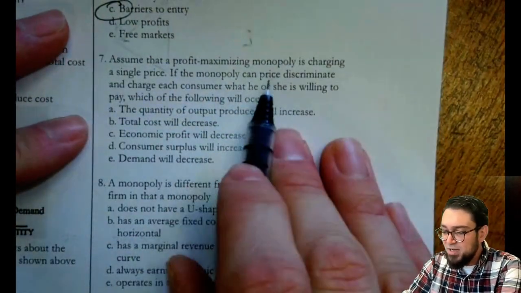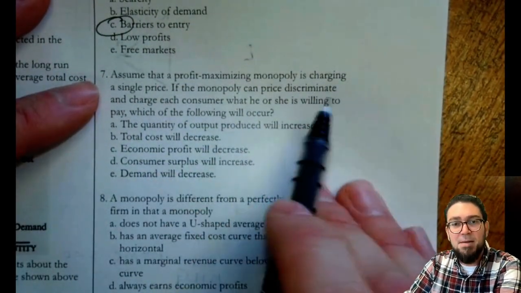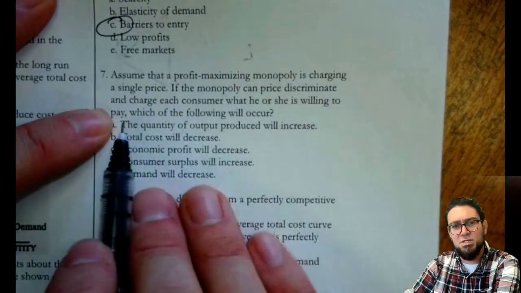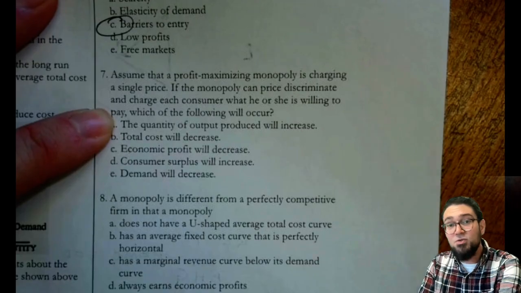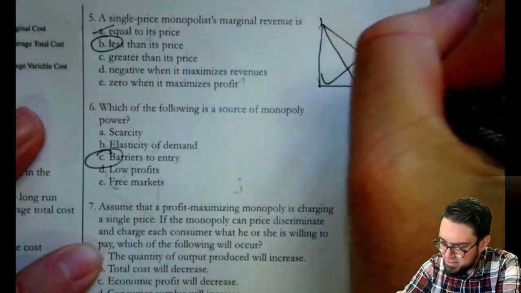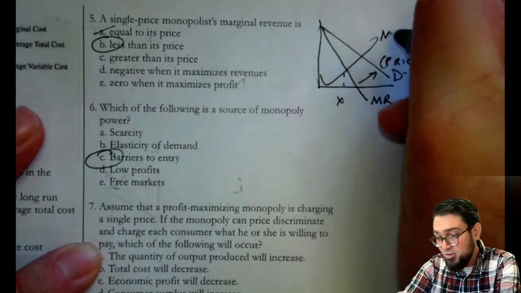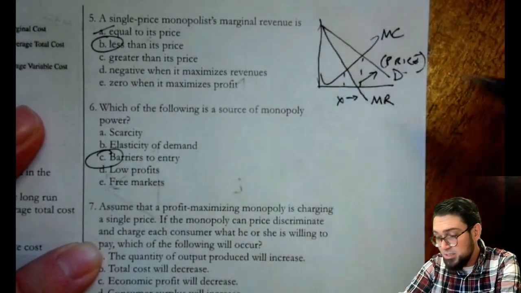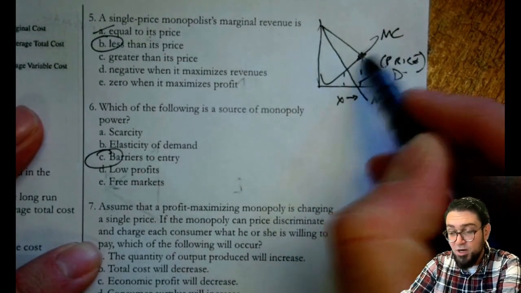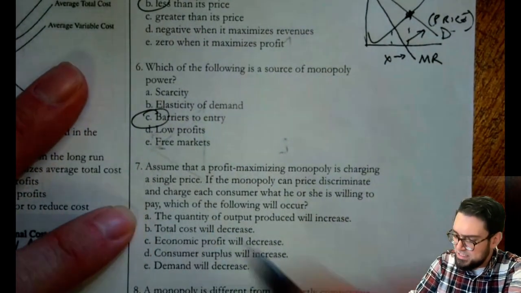Number 7, assume a profit maximizing monopoly is charging a single price. Okay, so it's the normal kind. Monopoly can price discriminate, charge each customer what they're willing and able to pay. We know that they would increase the amount of output that they would produce, right? Because instead of producing here, they wouldn't do that. That MR curve is going to get shifted over to the demand curve. And so they're actually going to produce here. They're going to produce at that larger quantity and eliminate all that deadweight loss. So let's see. The quantity of output produced will increase. Boom. That's the right answer, A.